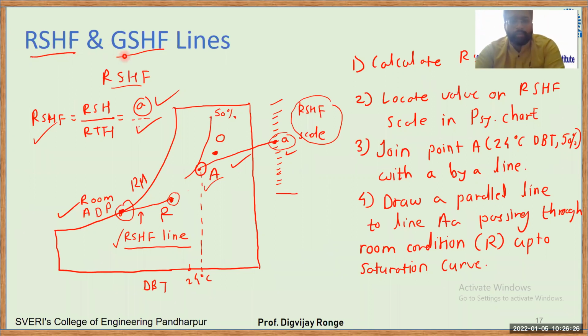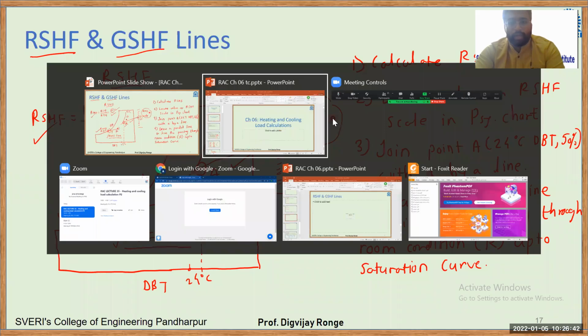Now see here. First of all, you have to calculate RSHF. RSHF is room sensible heat load divided by room total heat load. Second, locate the value on the RSHF scale in the psychrometric chart. So now I will open a psychrometric chart, and on that I will show you.